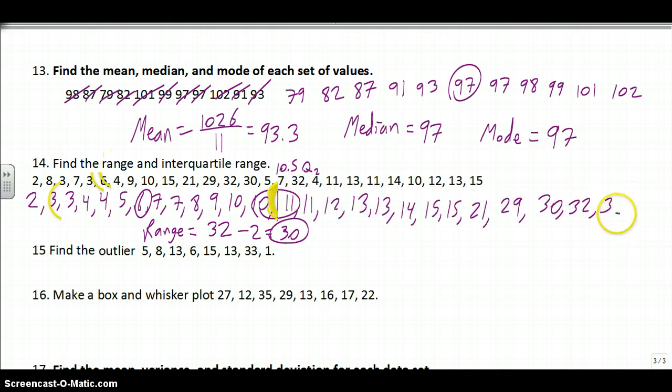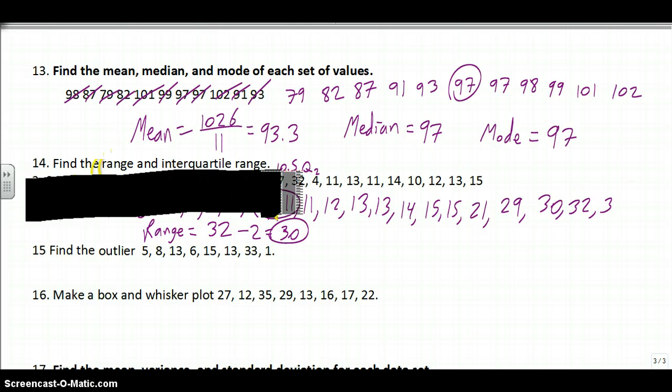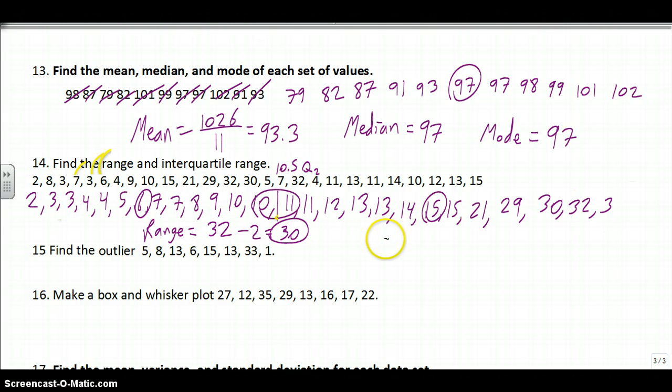Let's do the same with the upper half. Find the median of the upper half. I think it's 15. So you see those two outer numbers I circled? For the interquartile range, you take 15 minus 6, and you get 9. The one on your test will not be that long.